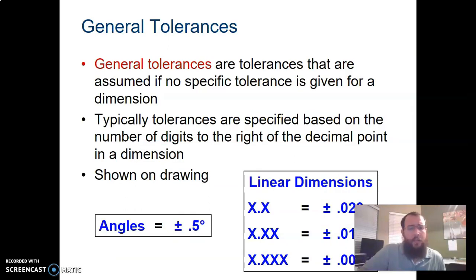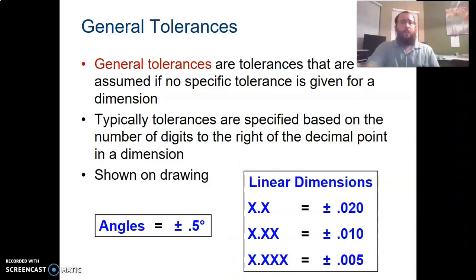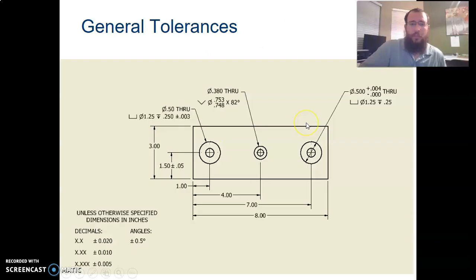Another type of tolerance is a general tolerance. A general tolerance is a tolerance that is assumed if no specific tolerance is given for the dimension. So you might just have a general tolerance covering the entire drawing. It will cover the entire drawing unless, of course, there was a specific tolerance attached to a dimension. Let me show you an example.